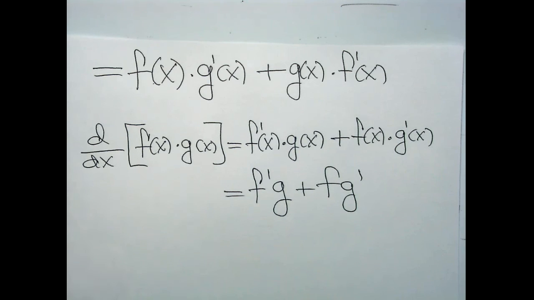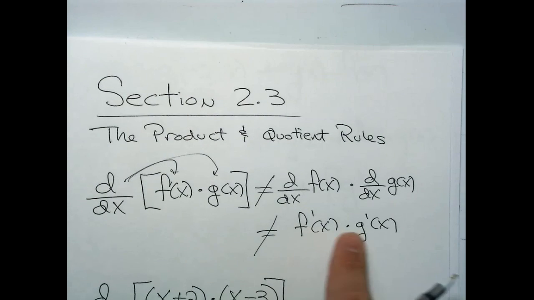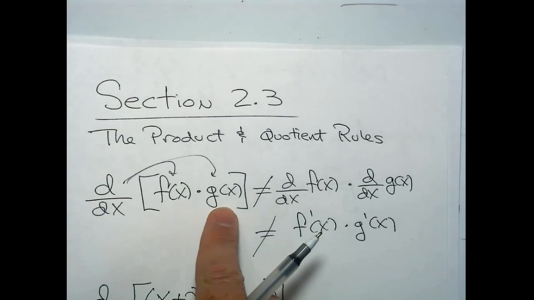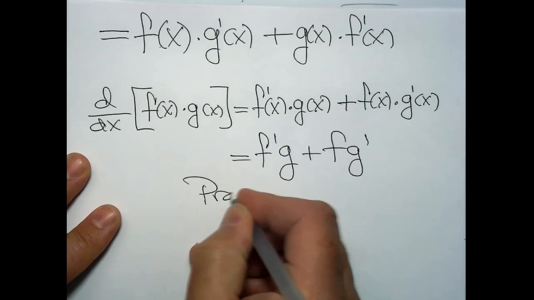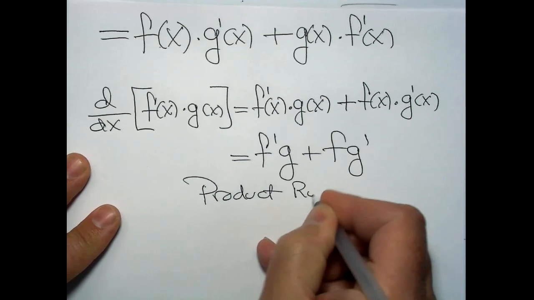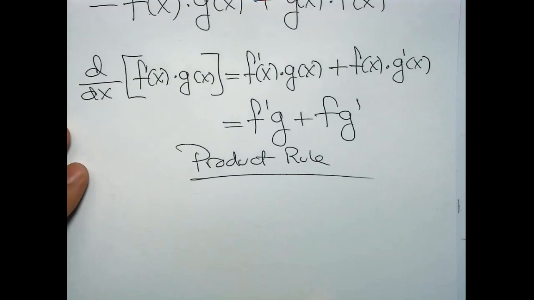So remember, when we started this off, we were very hopeful that we could have a nice shortcut like that one, f prime times g prime, like a derivative distributed through to each of these. That was not the case. This is called the product rule, and it's a rule that we need to know. We see this a lot in calculus.